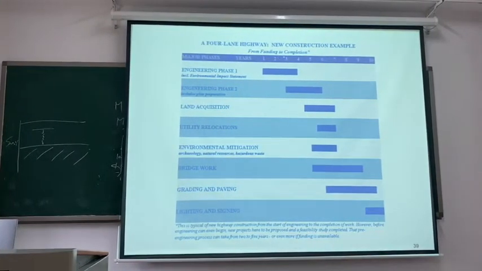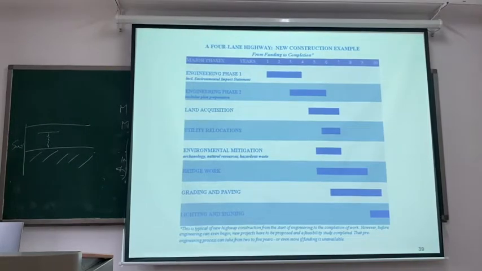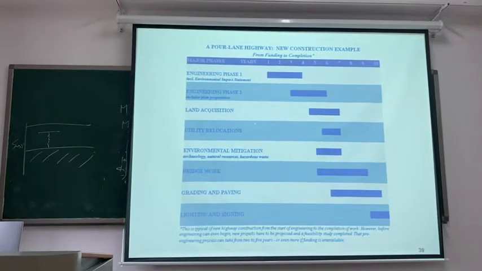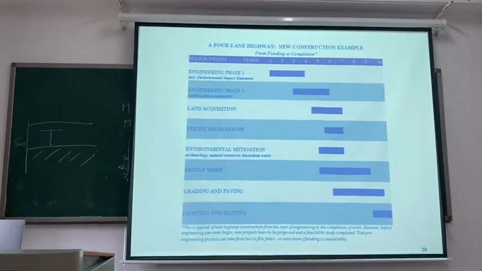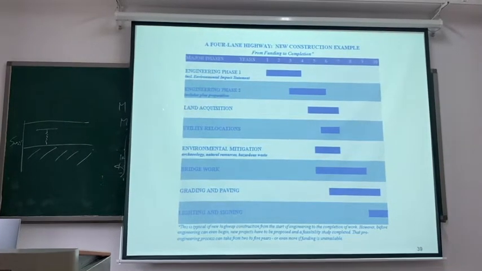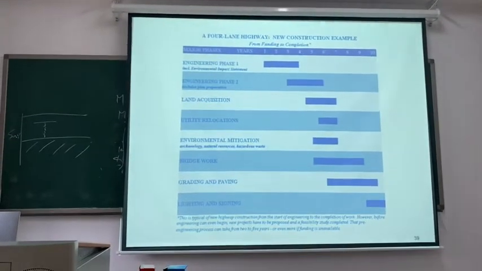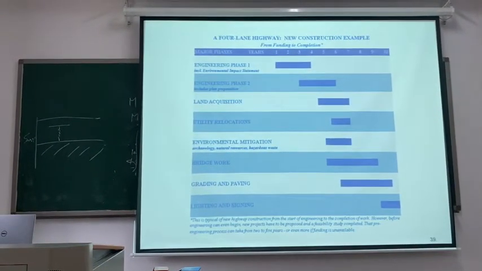From funding to completion, for a four-lane highway, it spent 10 years. But the construction stage is about 3 or 4 years.